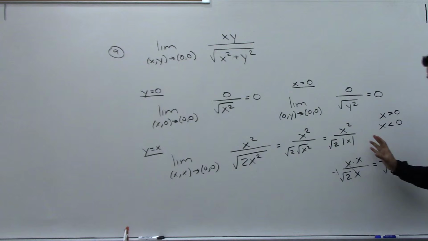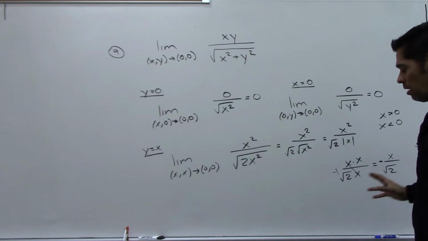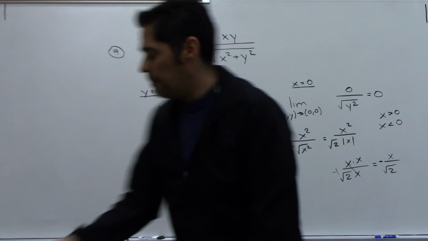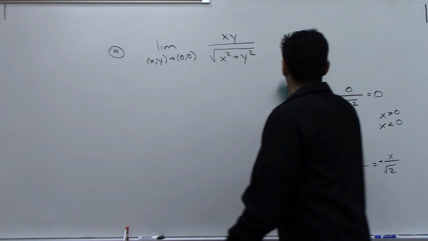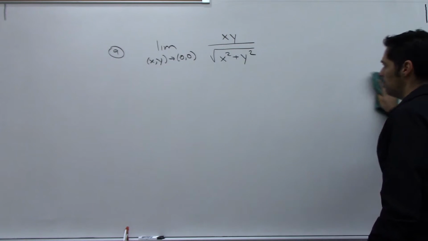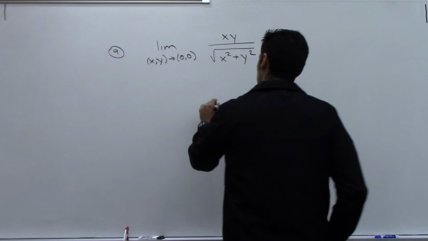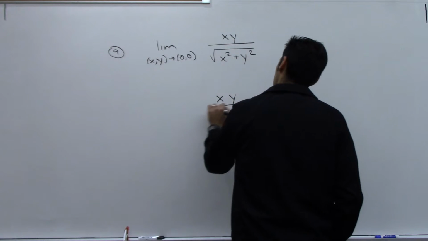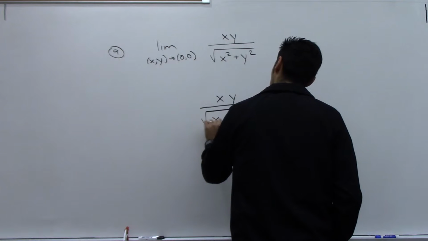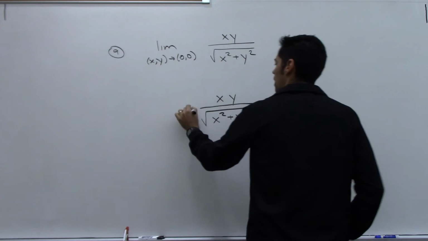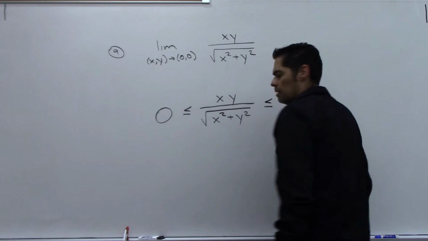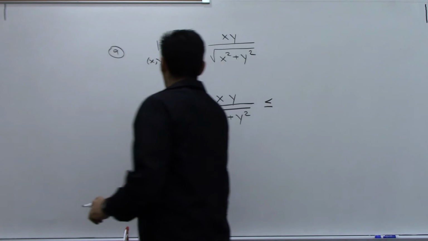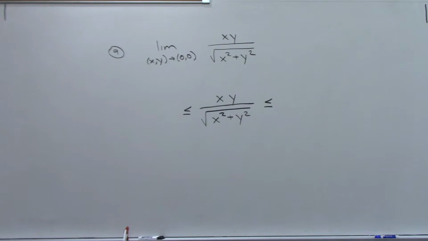So either way, you're going to get 0. So it looks like all of these are telling me 0. So maybe it is 0. And the only way we can actually tell is to use something like the squeeze theorem to squeeze it between two things. So what I need to do is see if I can get this thing stuck between two things that I know both go to 0. Let's see if we can get a nice squeeze on this.